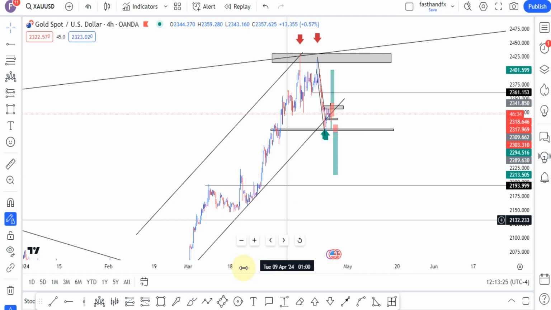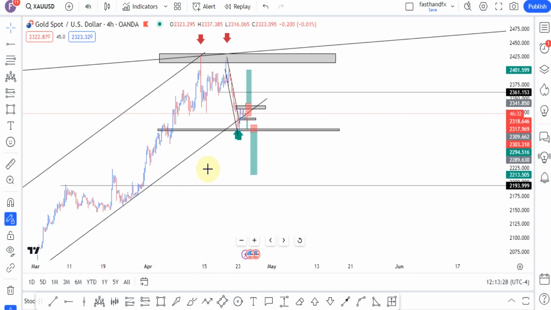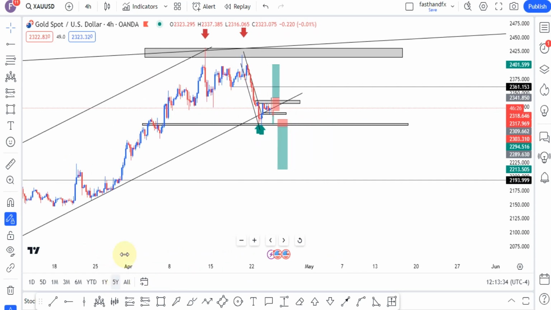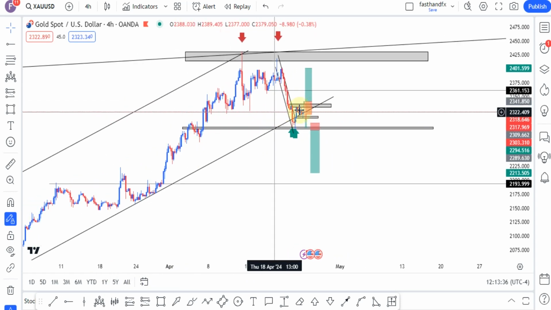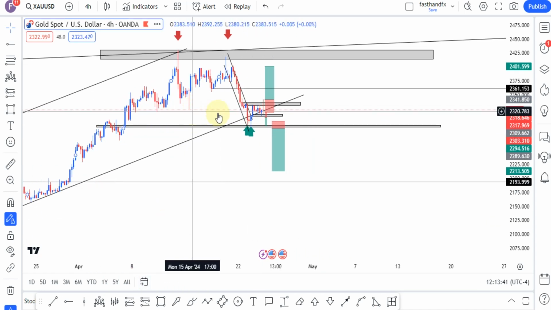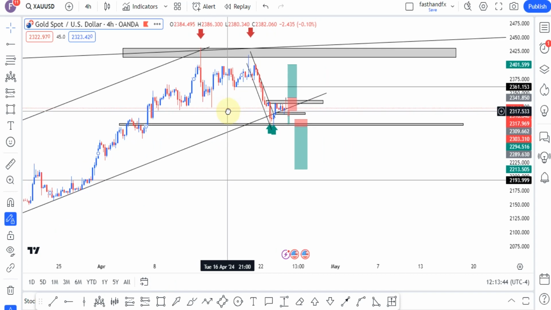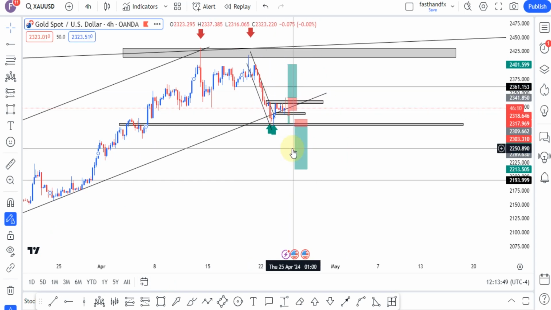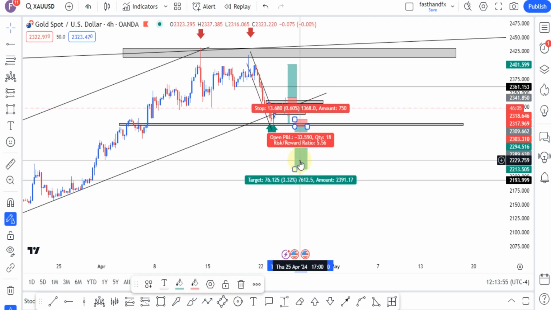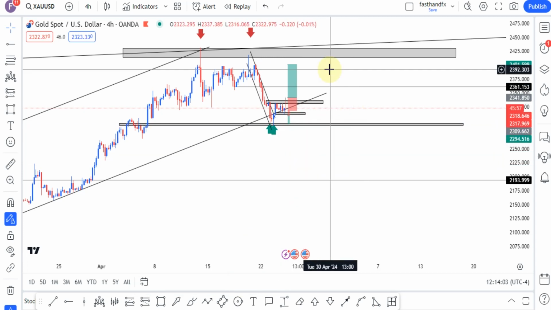So yeah, that's what we're looking at in gold right now. We just wait and see what it does, and if it does give us an opportunity to go in, guys, we take it, we don't forgive. So for now, as you can already see, the market is just consolidating around this support area. We'll just wait and see what it does. Then we'll be looking for either buy opportunities or sell opportunities, depending on what the market is showing us, guys.